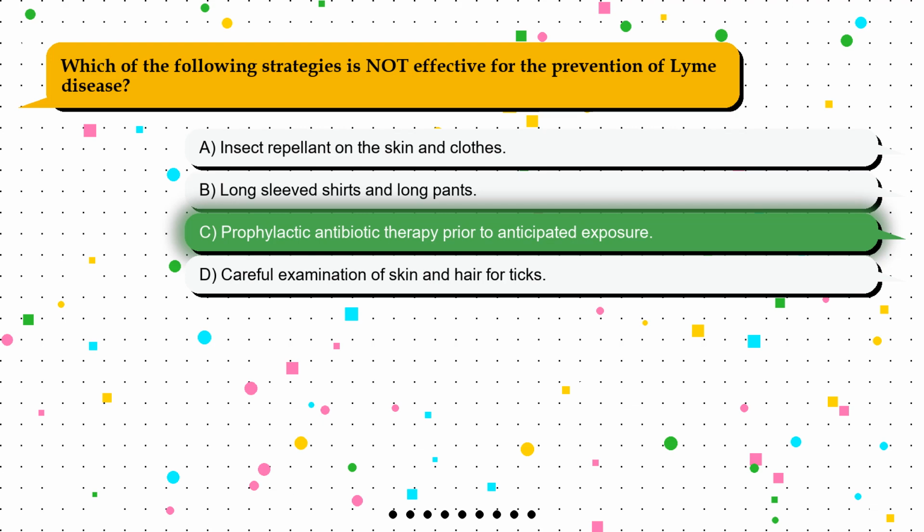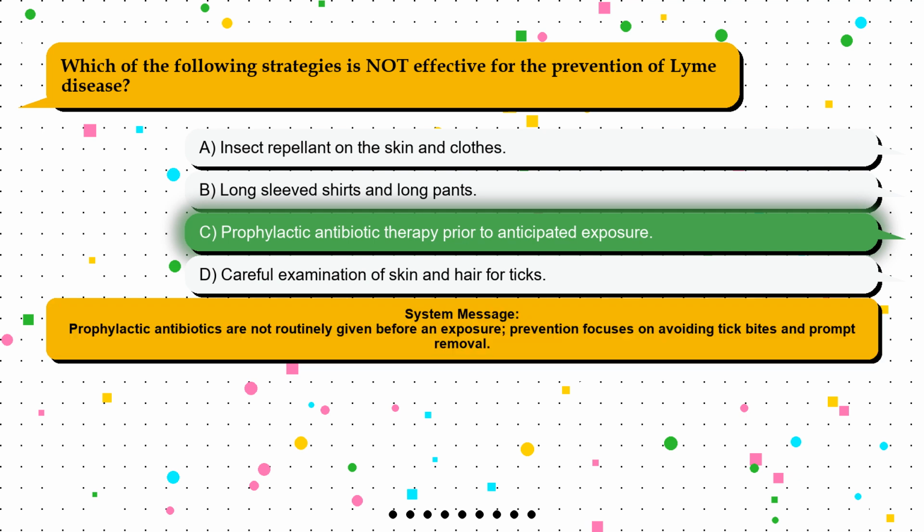The correct answer is option C. Prophylactic antibiotic therapy prior to anticipated exposure. Prophylactic antibiotics are not routinely given before an exposure. Prevention focuses on avoiding tick bites and prompt removal.